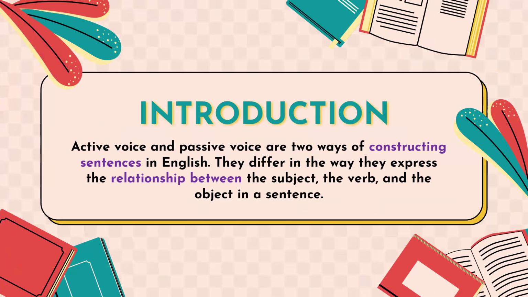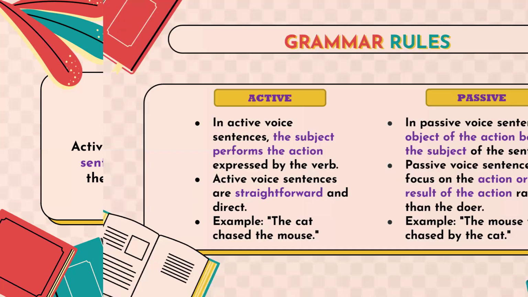Introduction. Active voice and passive voice are two ways of constructing sentences in English. They differ in the way they express the relationship between the subject, the verb, and the object in a sentence.